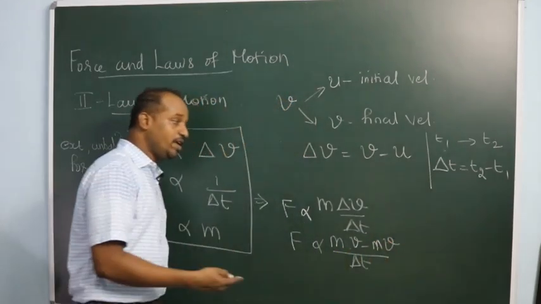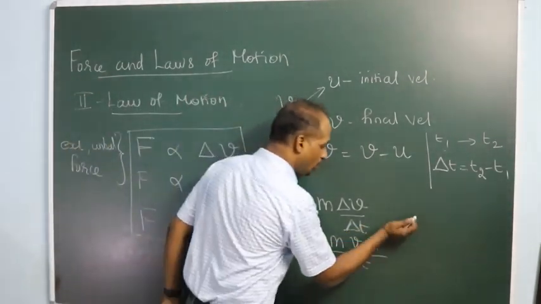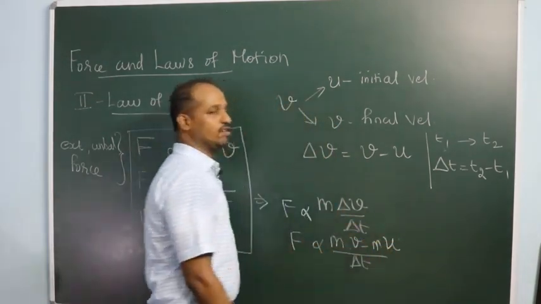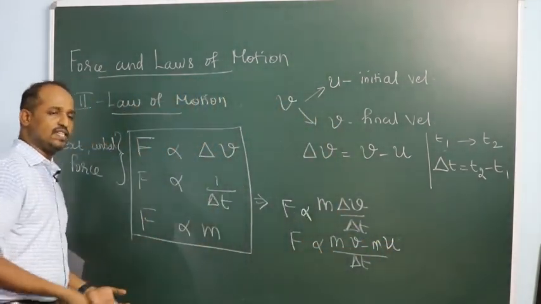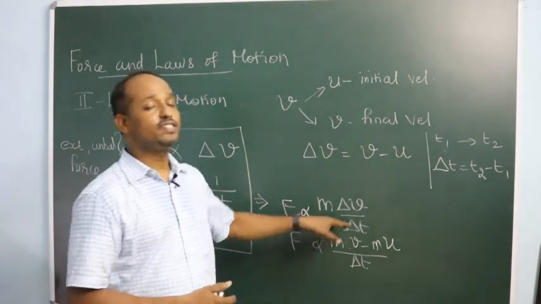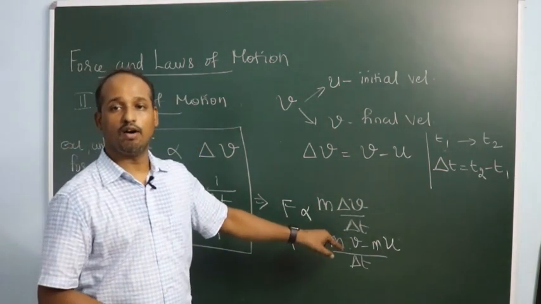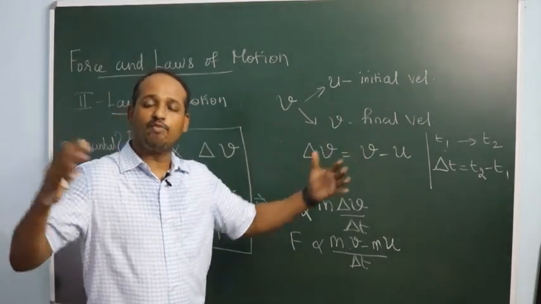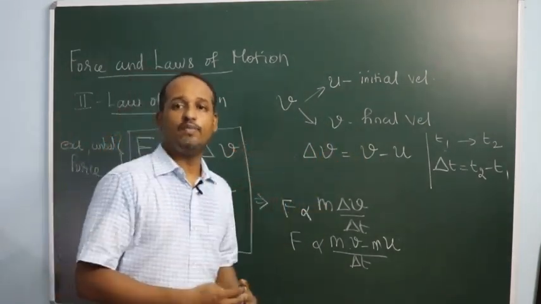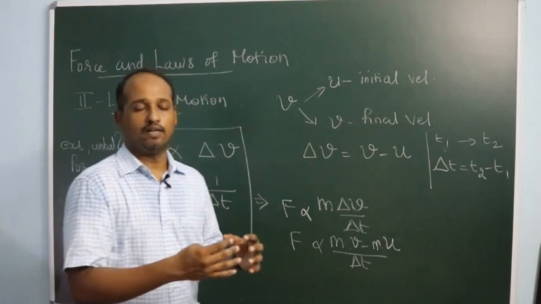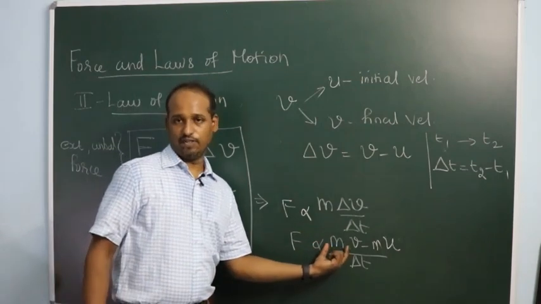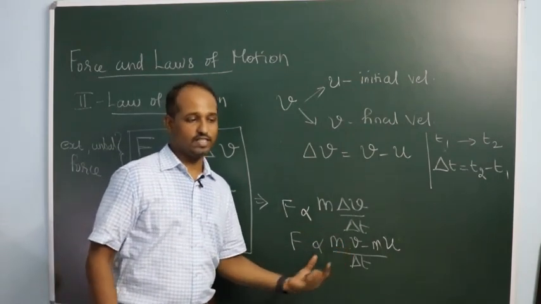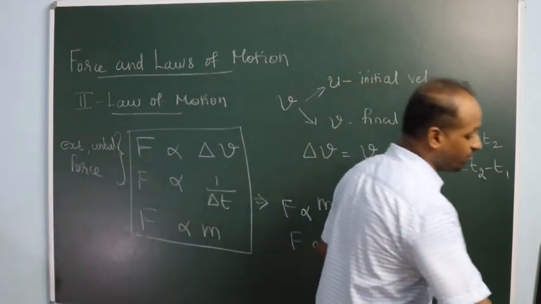So this m into v and m into u, because we are multiplying mass and velocity, mass into final velocity, mass into initial velocity, that mass into velocity is what you call momentum. The greater the product of mass and velocity, the greater will be the ability to impact. This one, momentum, which we call the product of mass and velocity, Newton called it quantity of motion.